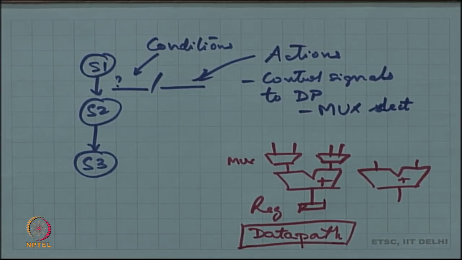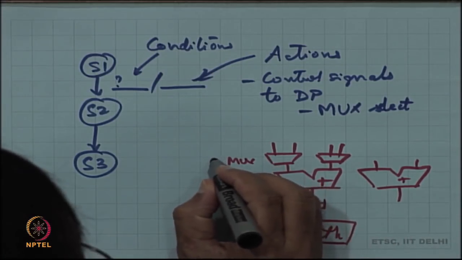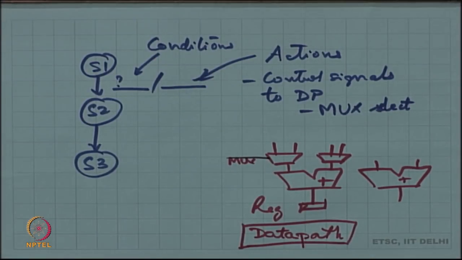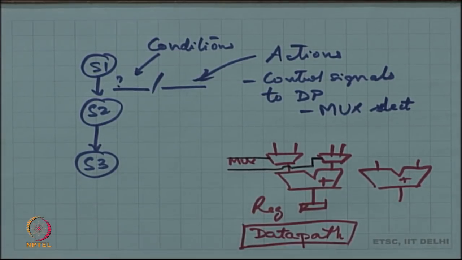Fine. So, for this kind of a data path, the control signal should be clear. Each of these muxes needs to be controlled, and they are controlled through the select lines which come from the FSM. So, that is one interface between the FSM and the data path.